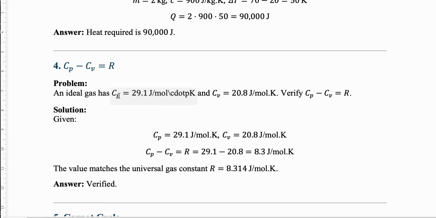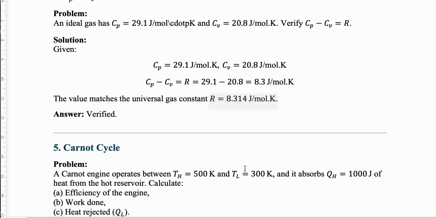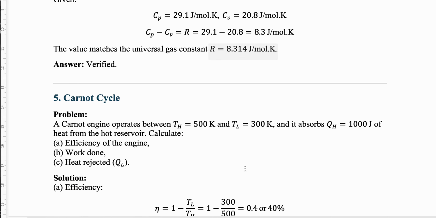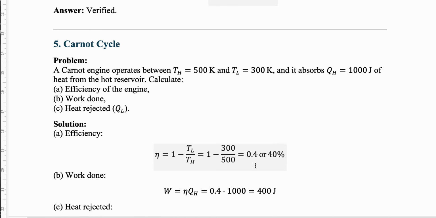Here also Cp is given, Cv is given, and you know that R value is 8.314. So every time Cp minus Cv is there, the value will always become 8.3 or in that range. So it is 8.3, obviously, just verified. Okay, it's just a simple question. These questions might not be there. This may be important. Okay, these kind of questions in Carnot cycle.